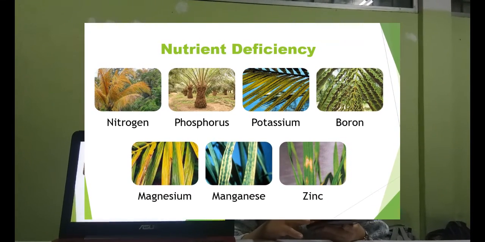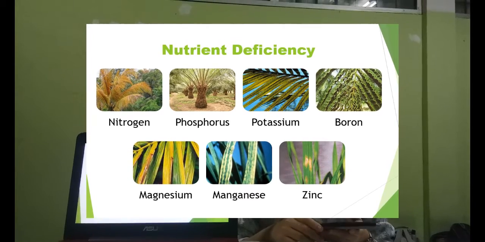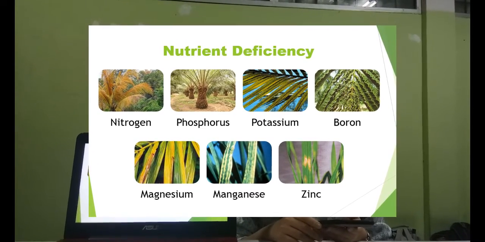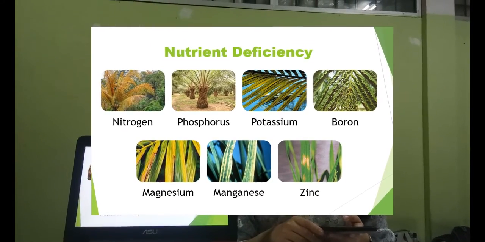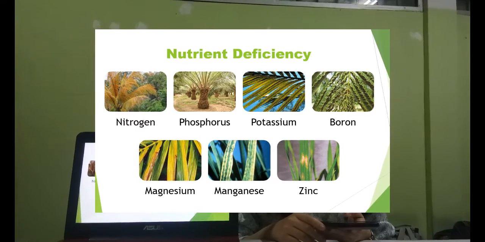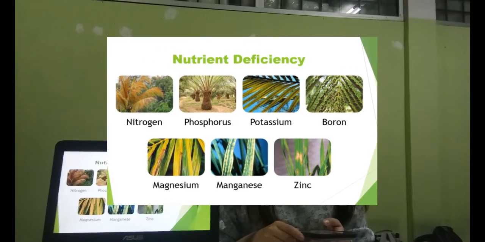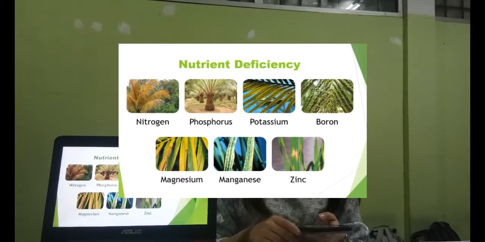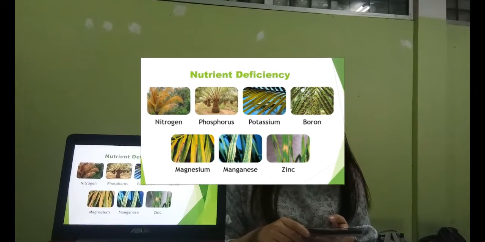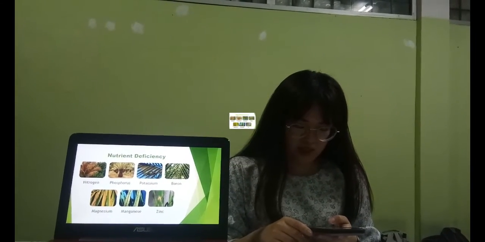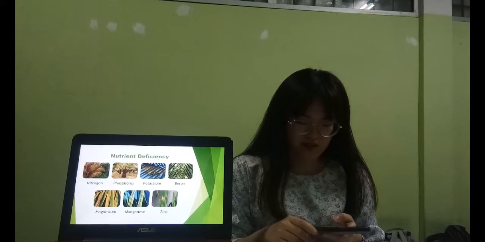And the last one, we are going to discuss zinc deficiency in oil palm trees. Zinc deficiency will result in small narrow white streaks on lower and mid-crown fronds. A different condition that will produce poor leaf symptoms has also been identified.